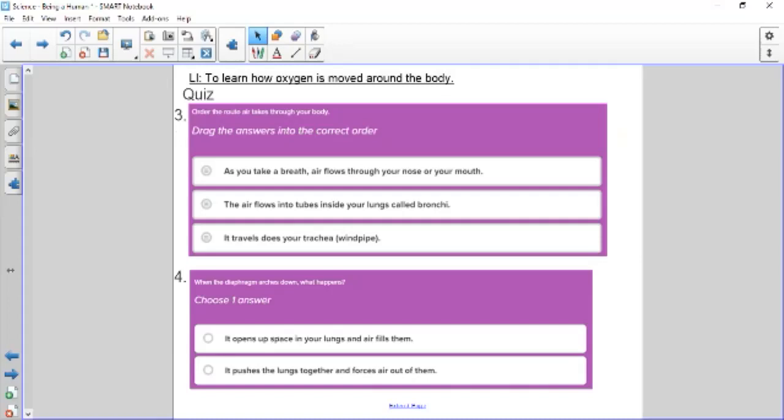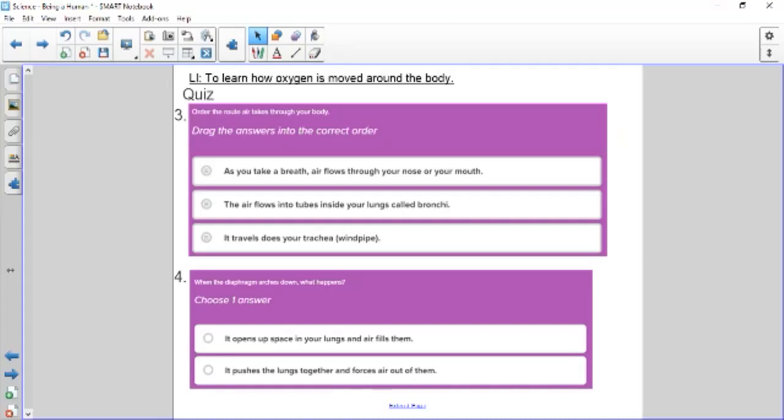Question 3. Order the route air takes through your body. Drag the answers into the correct order. Please note the third option, it travels does your trachea, doesn't make sense, there is a mistake, so it should say it travels down your trachea.